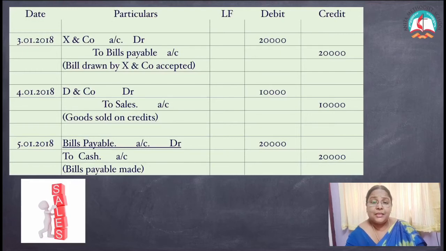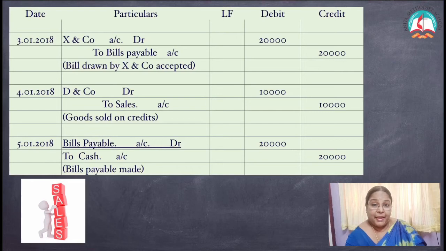The next one is sold goods on credit to D and Co. You know, sale should always be credited. So D and Co account debtor to sales account. Okay. See the next one.